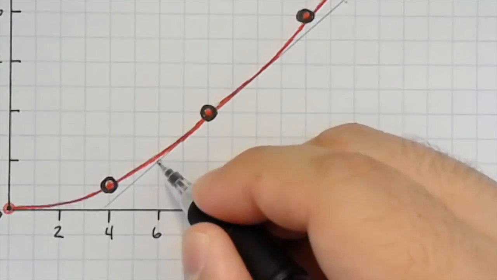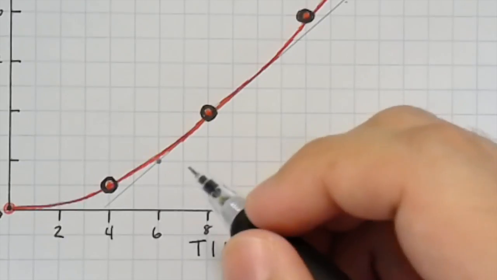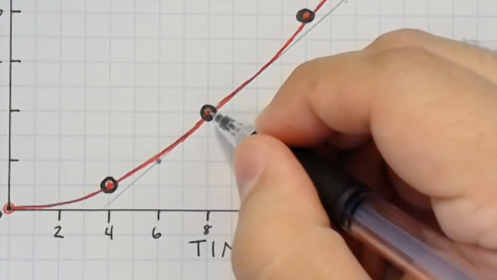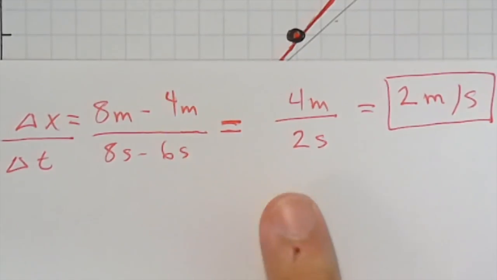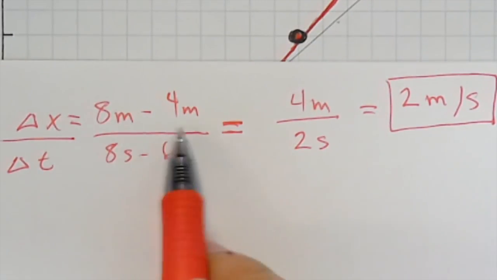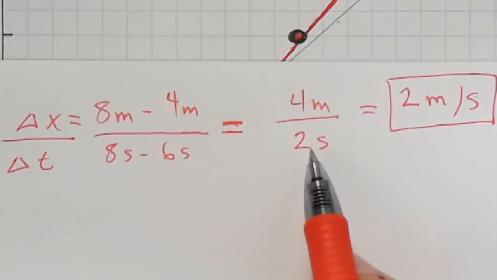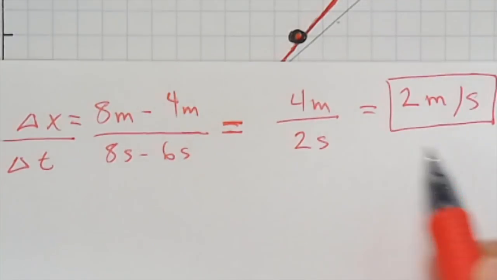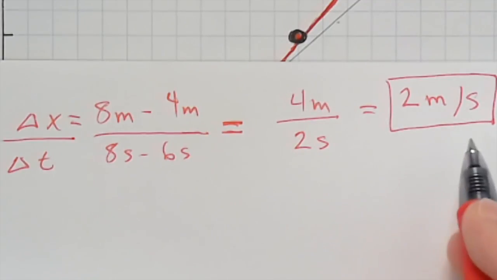So if you look close to this point right here, it intersects right at time 6, distance 4, and it intersects 8 and 8. I went ahead and solved for this instantaneous velocity. So the difference in my vertical component was 4 meters, and the difference in my time component was only 2 seconds. 4 meters over 2 seconds equals the instantaneous velocity of 2 meters per second at that exact point.